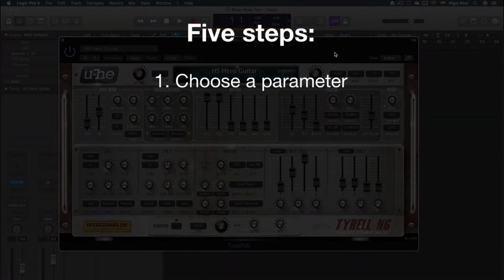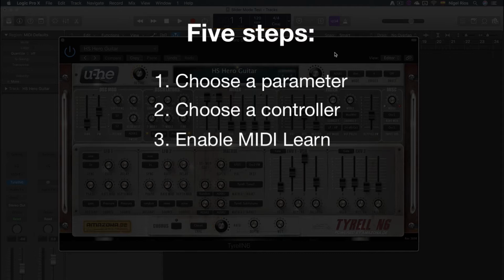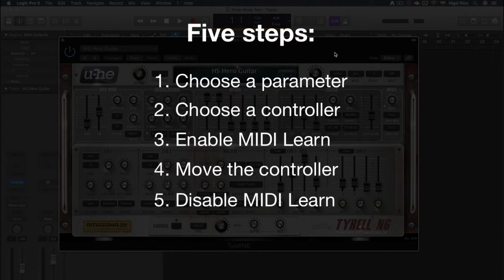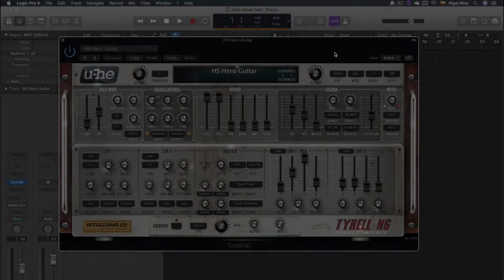First, decide which parameter you want to control inside a plugin. Then, choose the controller that will be assigned to that parameter. Enable the MIDI learn function in your DAW. Turn on the AudioSwift console and start moving the controller. When the value of the parameter starts changing, turn off the AudioSwift console and disable the MIDI learn function. The controller will be assigned. Repeat these steps for the next controller.